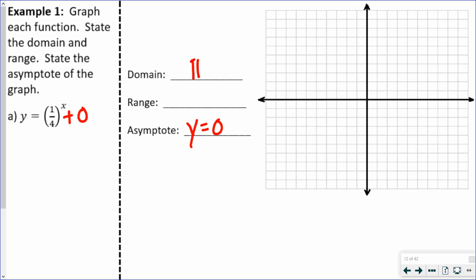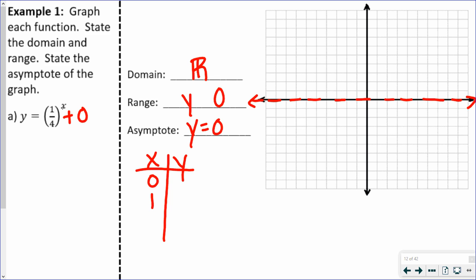Domain is all real numbers, and we know the range is going to match. This will be the y, this will be the 0. We just figure out the sign. So then I graph y equals 0, the asymptote, with a dashed line. Now let's do a table. Or you can type this in your calculator and it will give you some numbers, but I'm going to plug in some easy ones. So I'll plug in 0, that's easy, and I'll plug in 1.